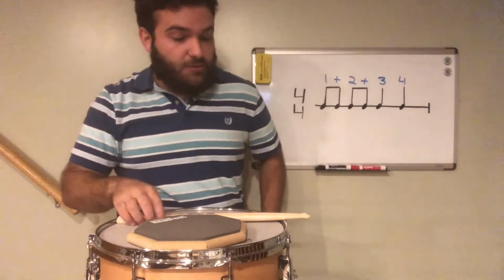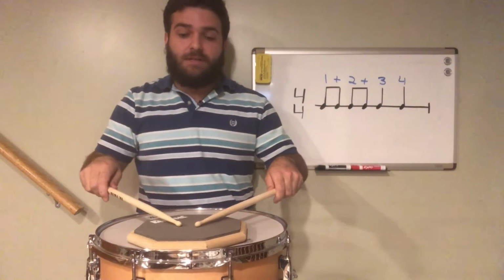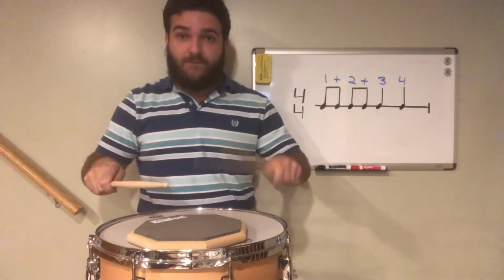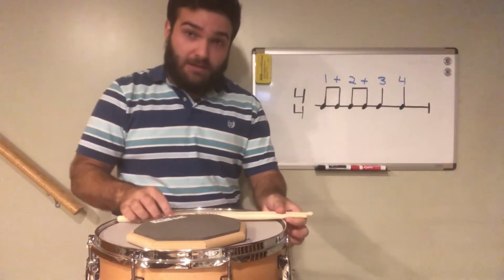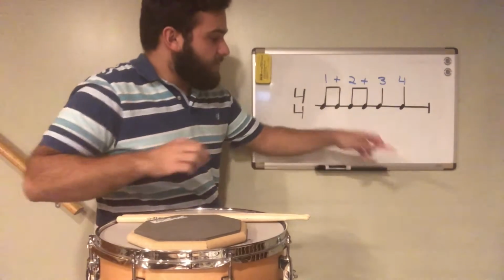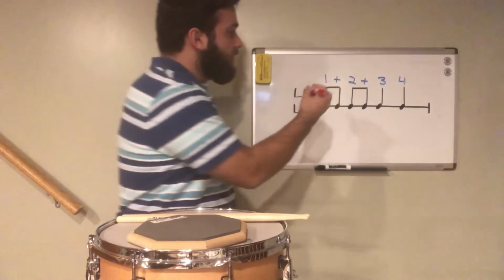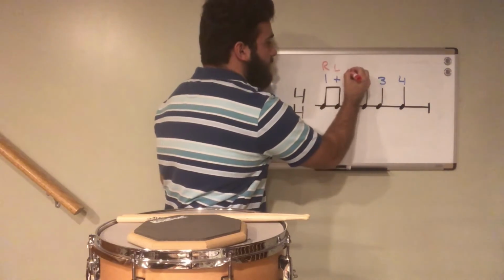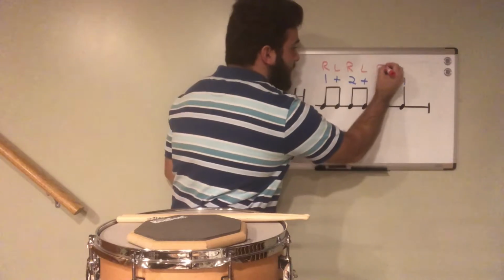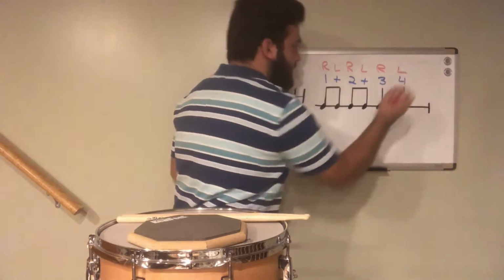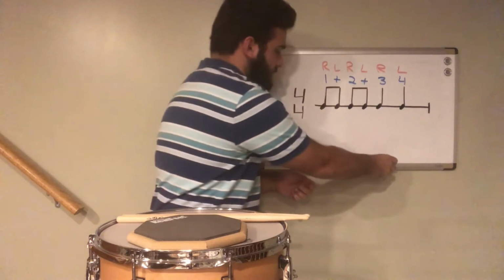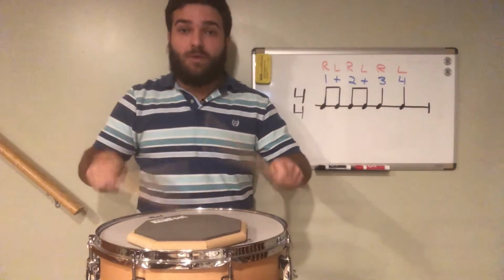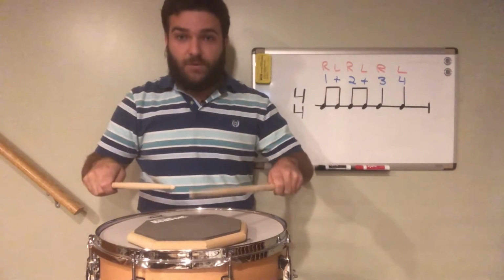I'm going to play that one through with the counting. So, ready? 1 and 2 and 3, 4. Now, I was still alternating with my sticking, so we lead with our right. So we're going to go right, alternate, left, right, left, right, left. And I'll play it once more. Ready? 1 and 2 and 3, 4.